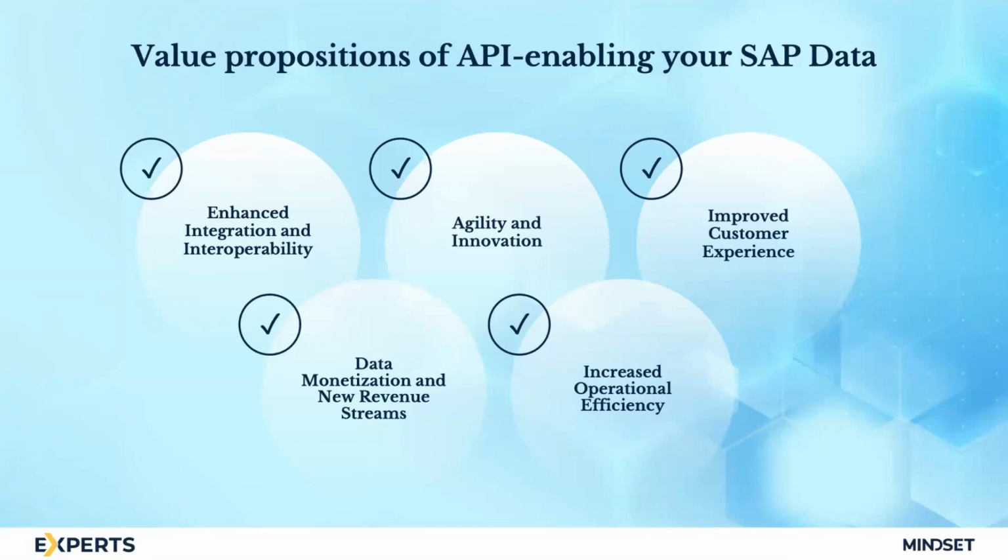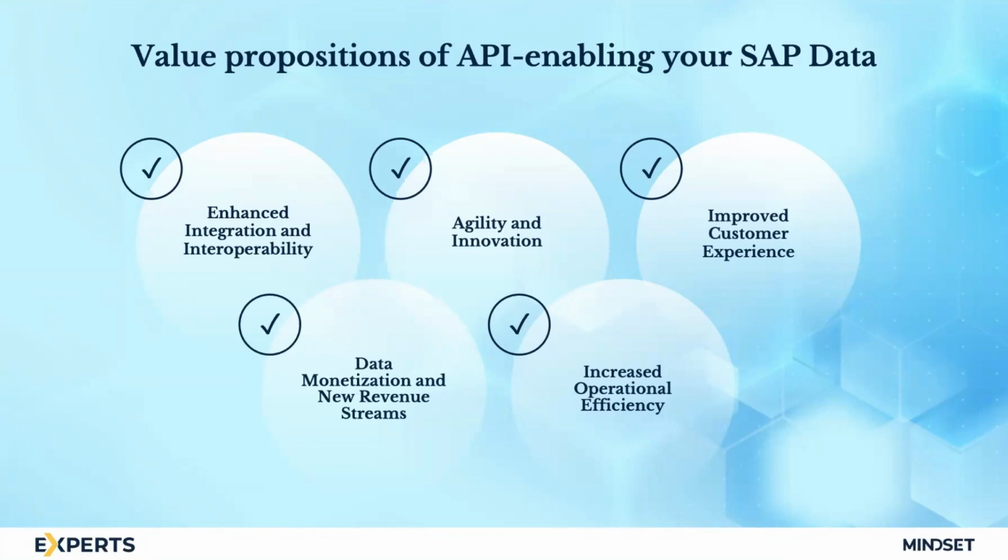First of all, you have enhanced integration and interoperability. API enabling your data allows for seamless integration with a wide variety of applications that we talked about previously on the last few pages, and systems and platforms. All of these can be either within your organization or external to your organization. This leads to a more connected and cohesive digital ecosystem that enables data to flow freely and more efficiently across the various business processes that your company uses and subscribes to.